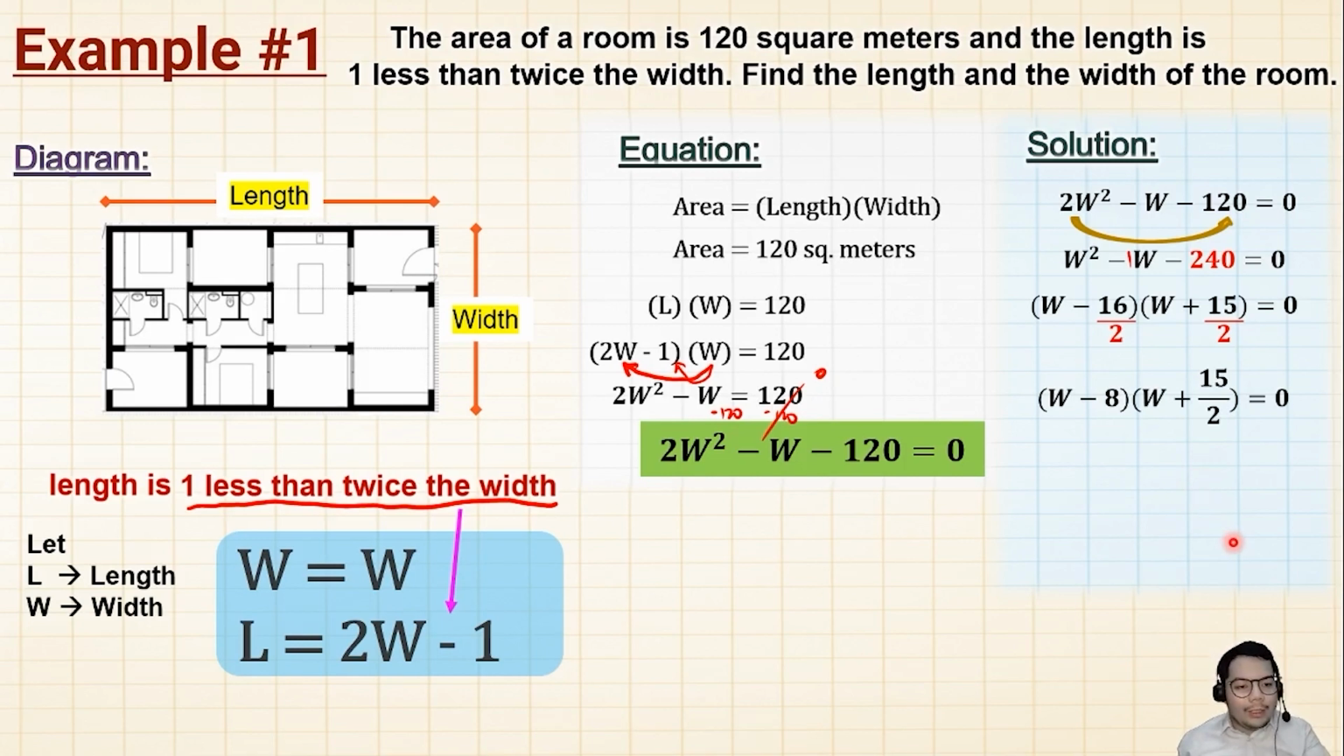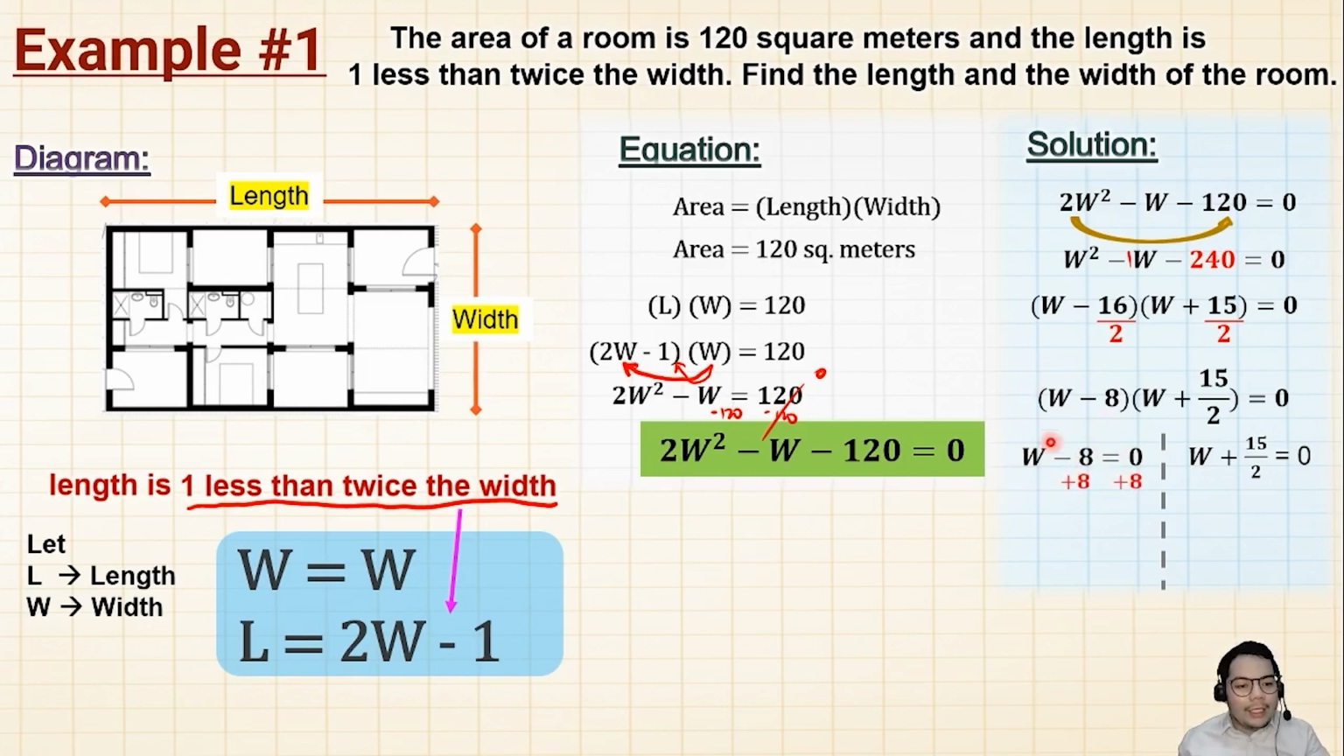So, from that, pwede na tayo mag-zero product property. Hatiin na natin sila into two equations. One will be having W minus 8 and another one will be having W plus 15, and both are equal to 0. So, dito muna tayo sa left part. Solve natin tong equation na to.